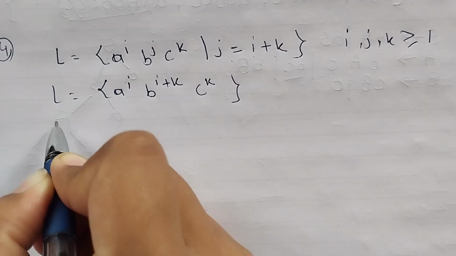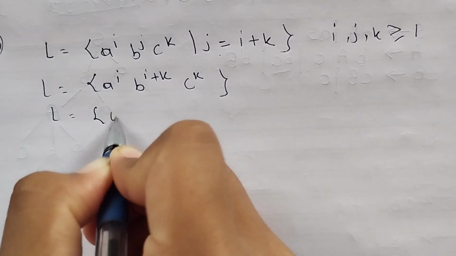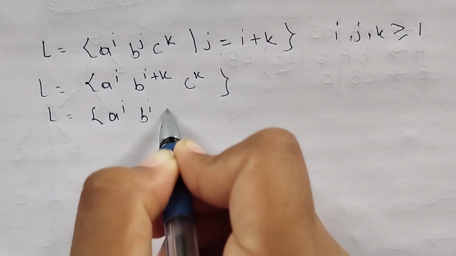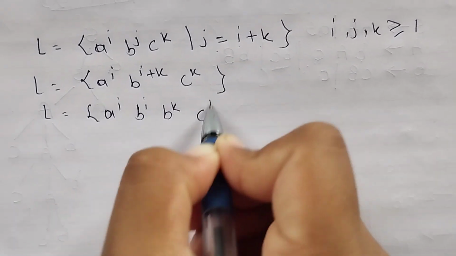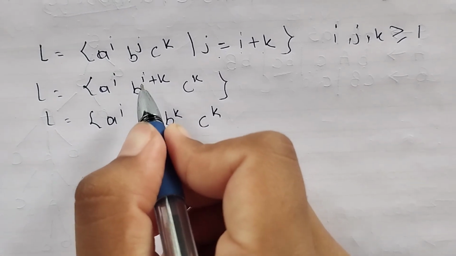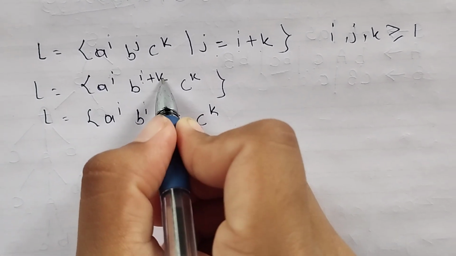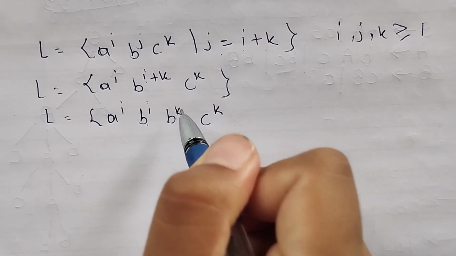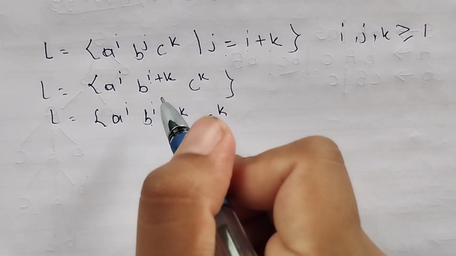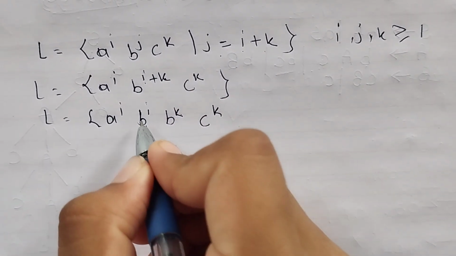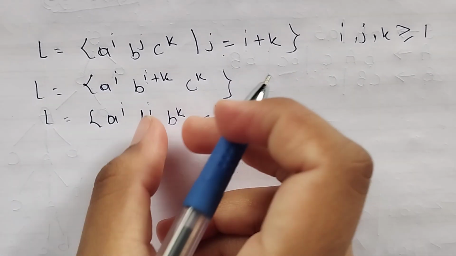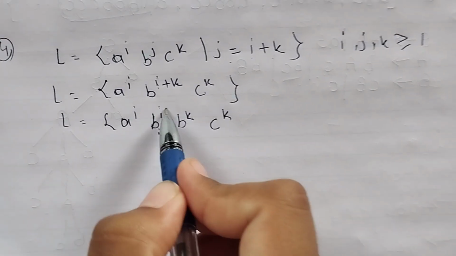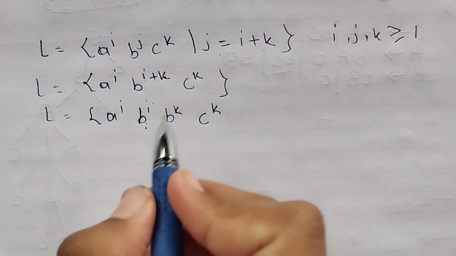Then can I write a raised to i, b raised to i, b raised to k and c raised to k? This i plus k, can we write this as b raised to i, b raised to k? Yes, because this is the rule of the index. If these bases are the same, then we directly add the indices. So this is nothing but b raised to i and b raised to k.